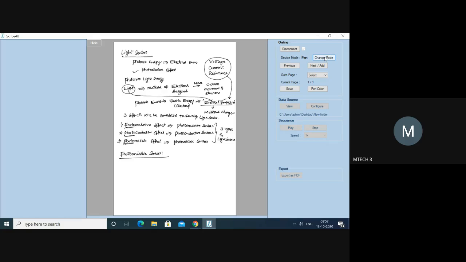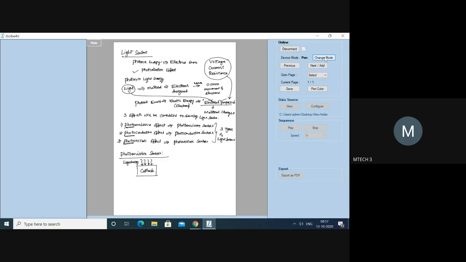Now just observe, we have what is called a cathode material. On this cathode material, what is going to fall? The light rays are going to fall. So what is this energy? This energy is called the light energy.